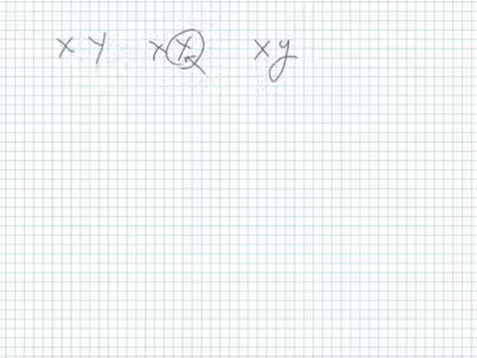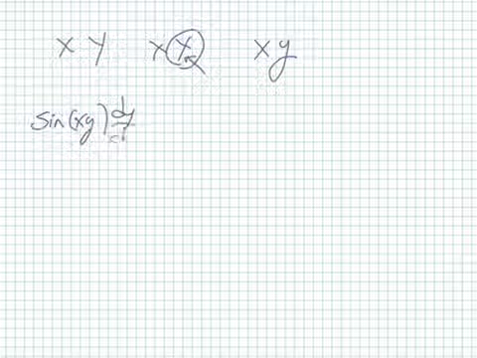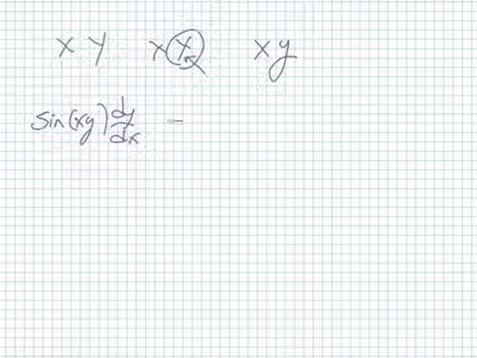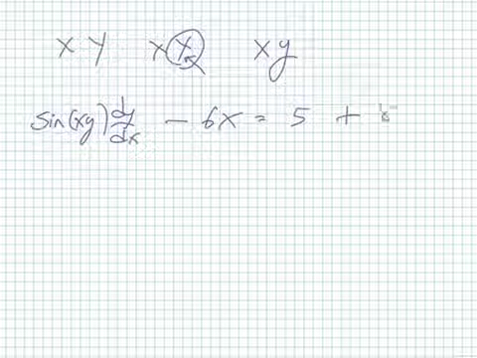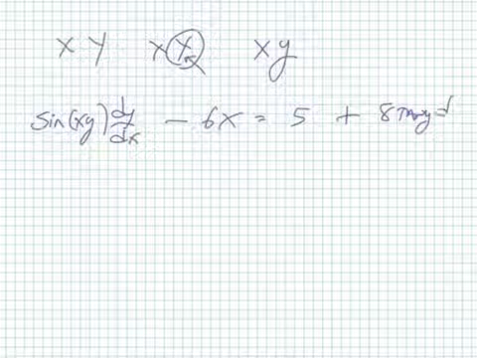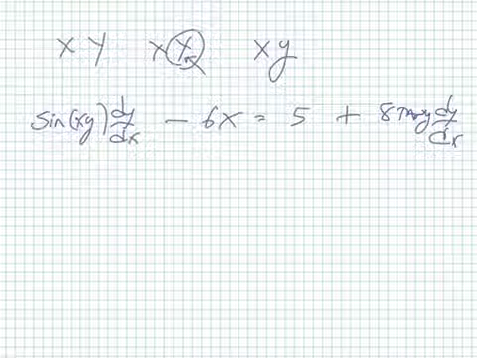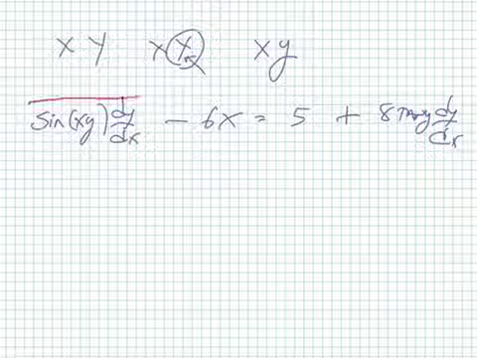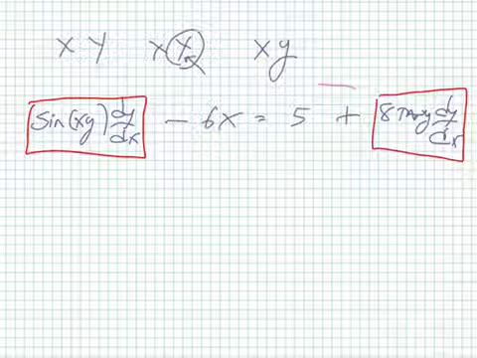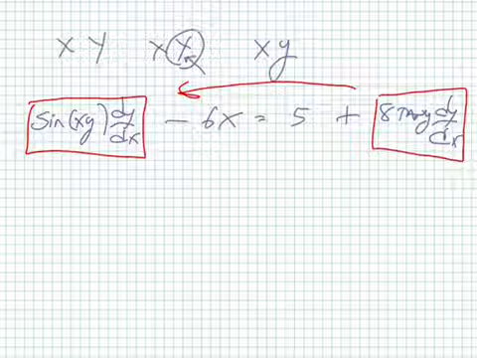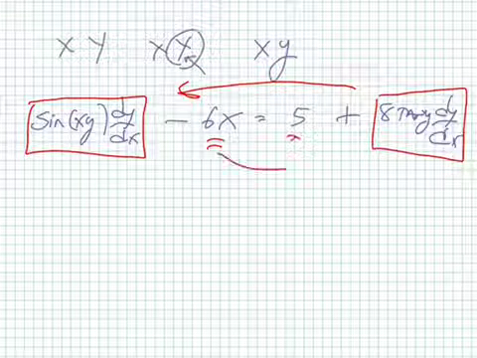The other thing is, when you have dx's and dy's floating around in an equation, let's say you have sine of xy times dy dx, minus 6x, and this is equal to 5 plus, say, 8 tangent of y times dy dx, or something like this. This doesn't even make sense, but anyway, it doesn't matter. What you need to do is remember to isolate the things that have dy dx and get all of those on the left-hand side. Anything that doesn't have a dy dx, you can get on the right-hand side.